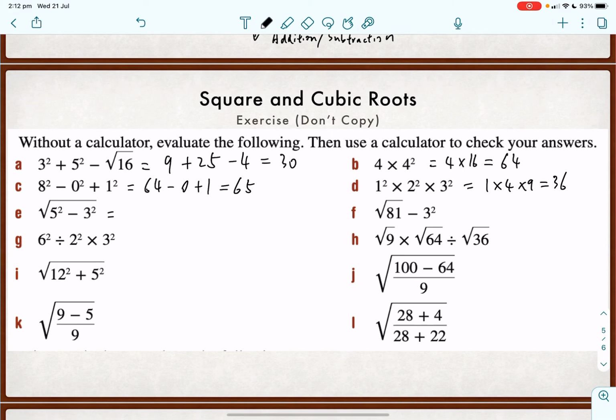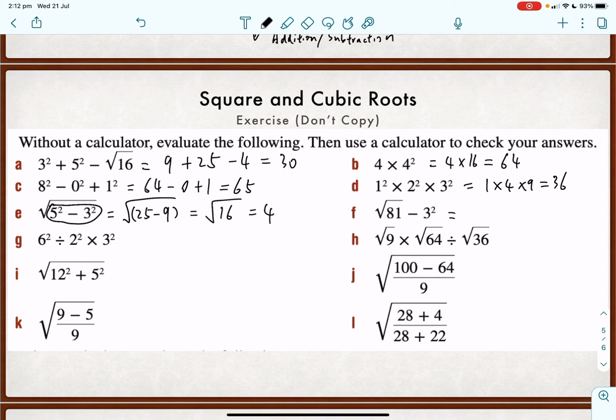Now, this one you need to do inside the square root first because there are multiple numbers inside the square root. Inside the square root here is 5 squared minus 3 squared. So index first. You got 5 squared as 25, minus 3 squared is 9. Okay, so 25 minus 9 is 16. So square root of 16. So 4 times 4 is 16. So its answer is 4.